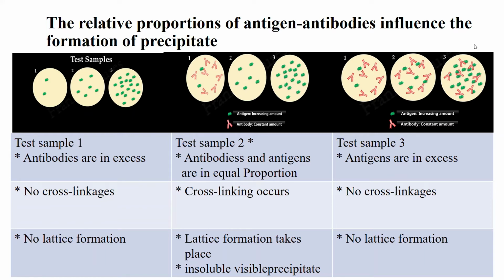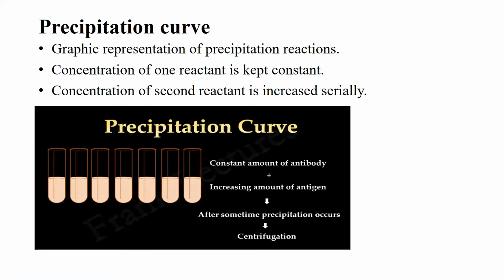In the case of the third test sample, antigens are in excess, so there are no cross linkages because only small antigen-antibody complexes are formed, in a smaller amount, and there is no formation of precipitate because the complexes are soluble. Now we understand the relative concentration of antigen and antibody for the precipitation reaction.